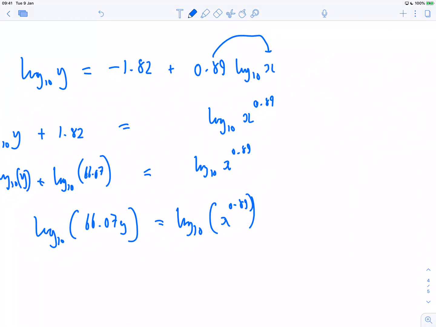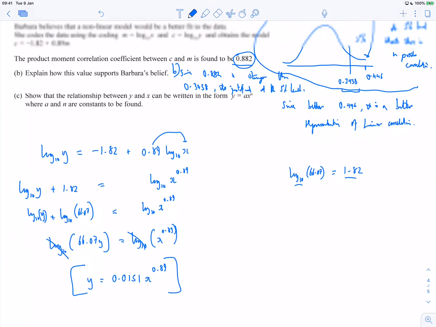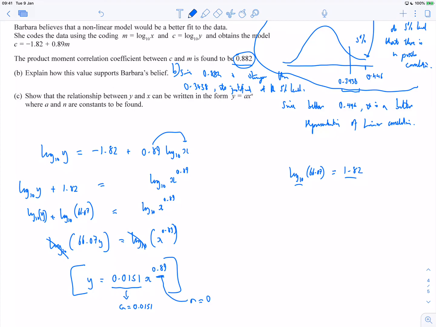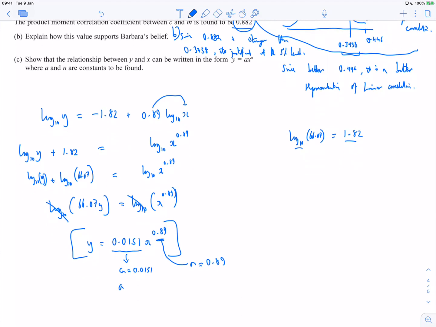And now they're both logs, I can now cancel, and now I can do y equals, and then I can divide both sides by 66.07, whatever it was, and I will get y equals 0.0151 x to the 0.89. And now I have satisfied what it is. So it looks like a is 0.0151, and it looks like n is 0.89. If I wanted to give them to 2 significant figures to match, then a would be 0.015. And both of these are to 2SF.